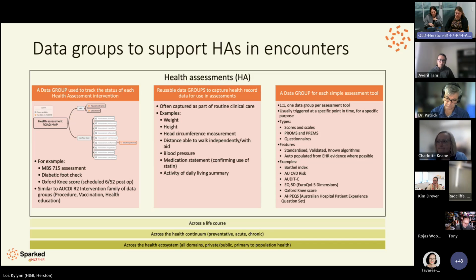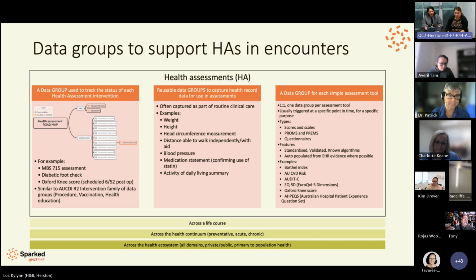So for us, we were thinking there's 3 different ways of starting to think about data groups. So firstly, a data group just used to track the status of each health assessment intervention. So just knowing that an MBS 715 was done, or a diabetic foot check, or an Oxford knee score, knowing that that was done and a date associated with it, is that useful for exchange for care.